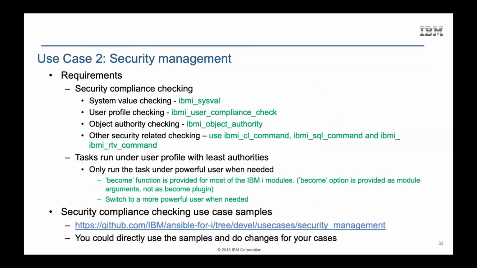So here are our solutions for those two security requirements. We have modules for security checking and changes, and we also have our own way of providing the become function. There are several examples provided in our GitHub for security compliance checking, and we are going to add more in the future. For example, there is a CIS IBM security benchmark on the market with suggestions for security compliance checking, and in the future, we may consider creating samples based on those benchmark suggestions.